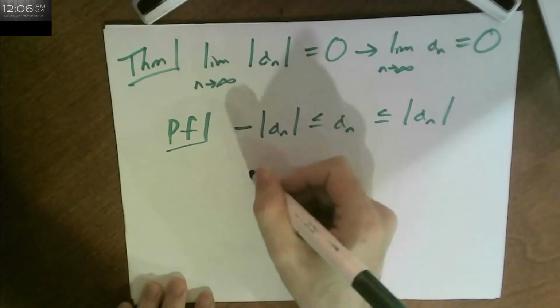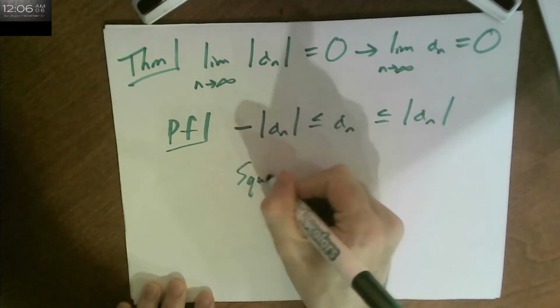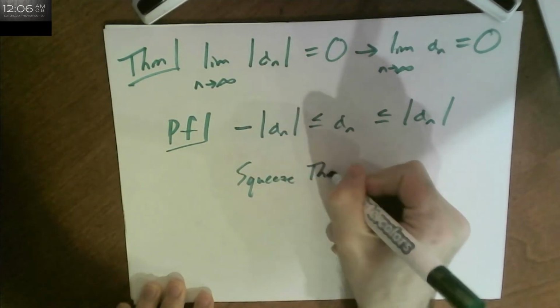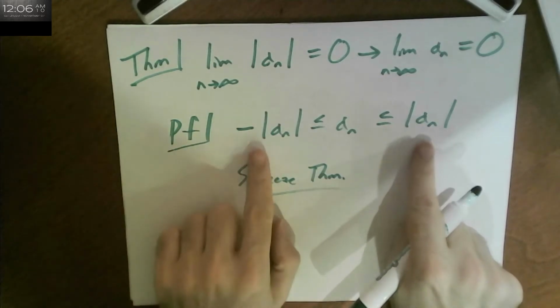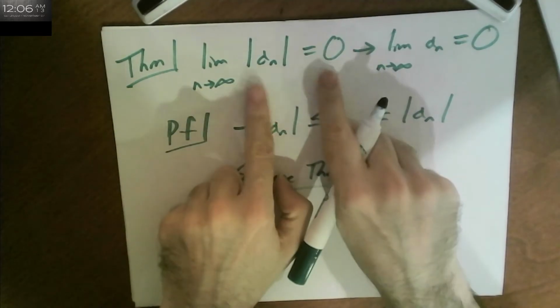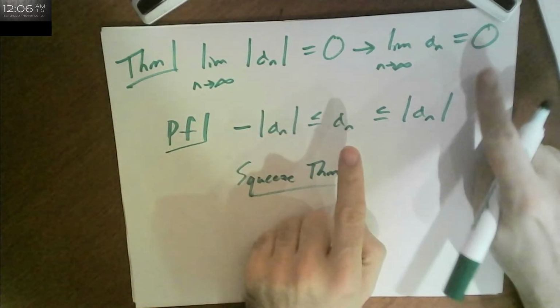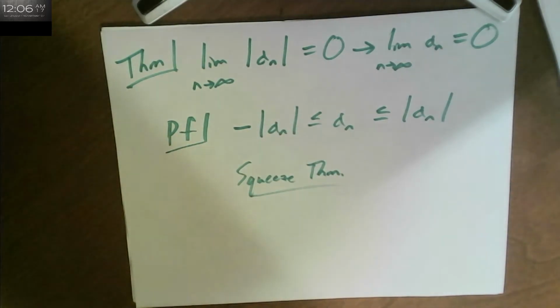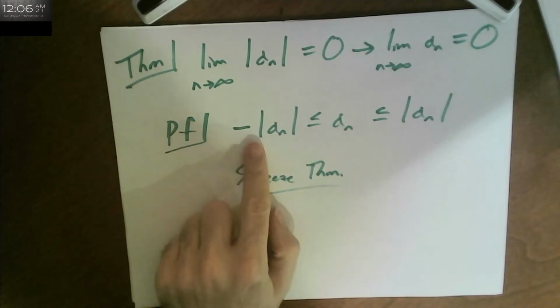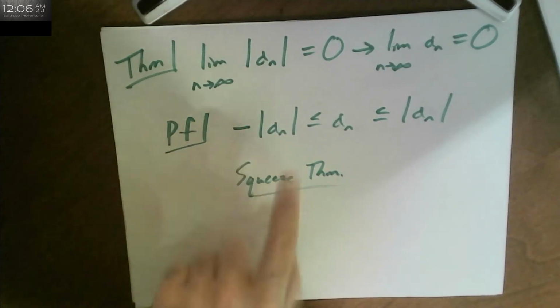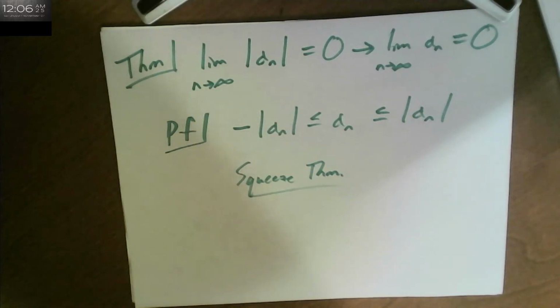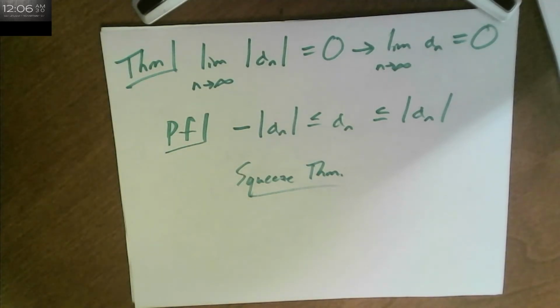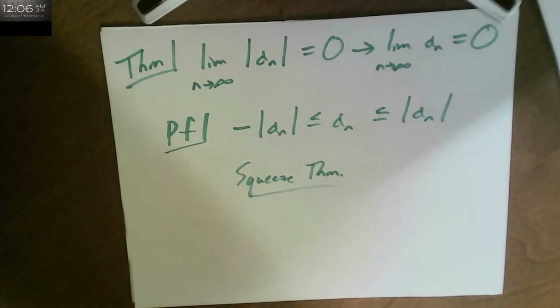So we apply the squeeze theorem. If each of these limits exist, and they are 0, then the middle limit is also 0 by the squeeze theorem, right? That's the whole proof. That's it. Technically, we also used a scalar multiple, right? We factored the negative one out. But this was just use the squeeze theorem, right? Bound an between its absolute value and the negative of its absolute value.